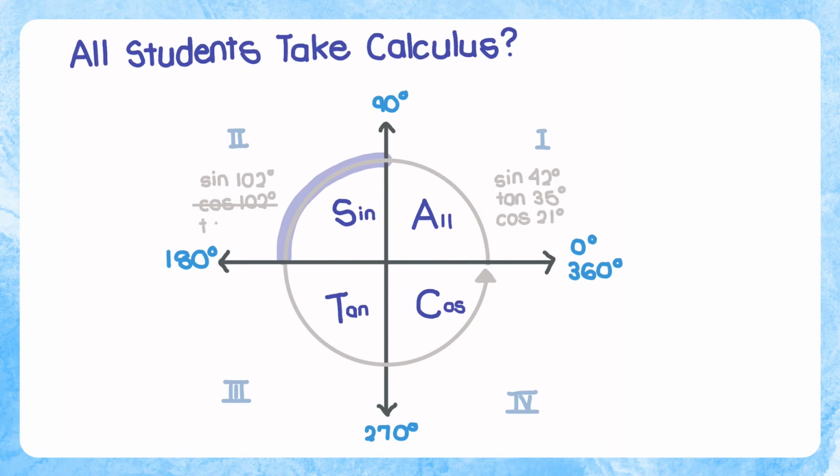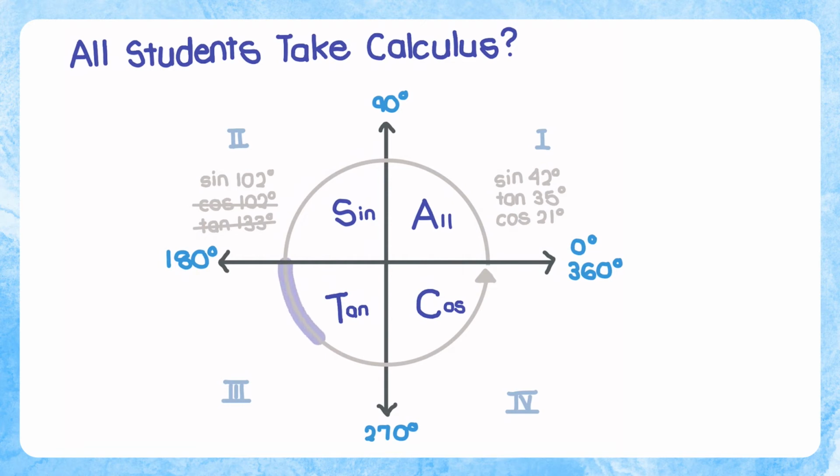And definitely try plugging in some trig functions and angles on your own as well to see the differences. So for example, tangent of 133 degrees would also be a negative answer. So whenever your angle is in quadrant 2, so whenever your angle is between 90 and 180 degrees, only sine functions will be positive.